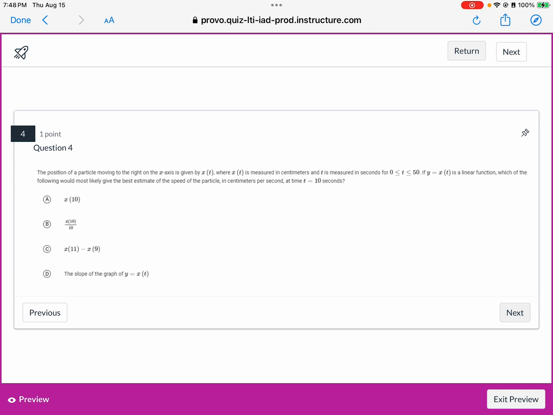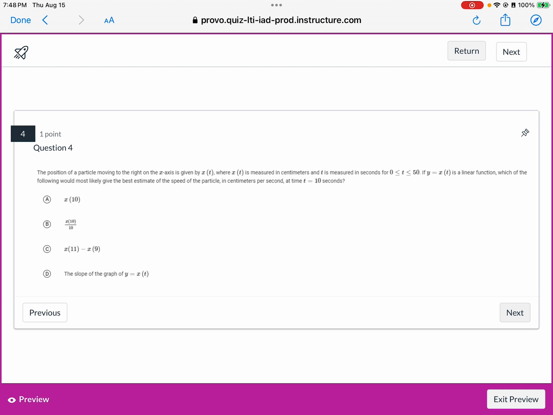Question 4. The position of a particle moving to the right on the x-axis is given by x of t, where x of t is measured in centimeters and t is measured in seconds for 0 to 50. If y of t equals x of t is a linear function, so basically what it's saying is that the position of this particle can be modeled by a linear function.